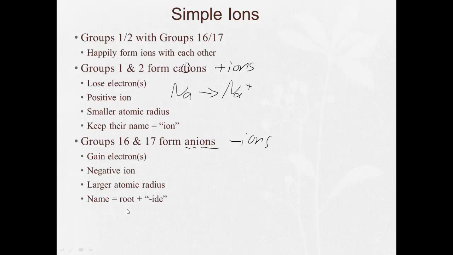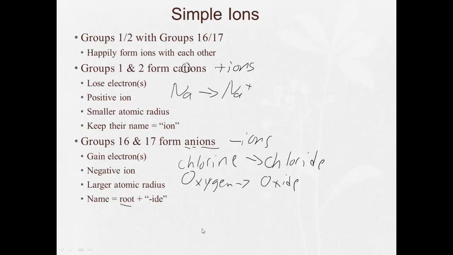When we name them, we keep the root name of the element but change the ending to "-ide." For example, chlorine becomes chloride. Oxygen becomes oxide. Nitrogen, nitride. Bromine, bromide. Iodine, iodide, etc. We've gone over this in class as well.